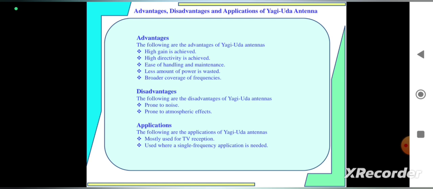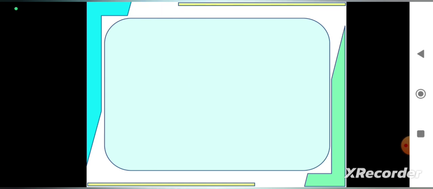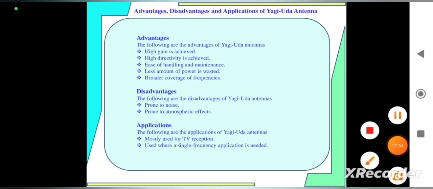Next, the advantages of the Yagi-Uda antenna. The following are the advantages of a Yagi-Uda antenna. High gain is achieved in Yagi-Uda antenna. Next, high directivity is achieved. Ease of handling and maintenance. Less amount of power is wasted. Next, broader coverage of frequency. These are the advantages of Yagi-Uda antenna. Next, disadvantages.